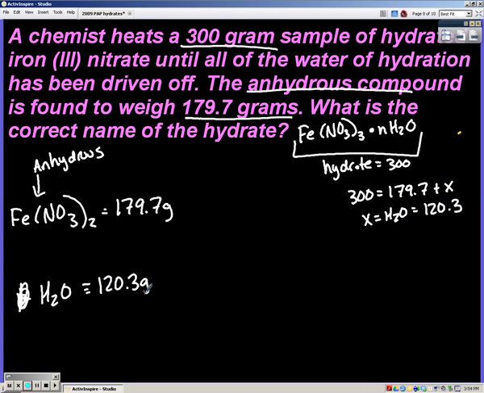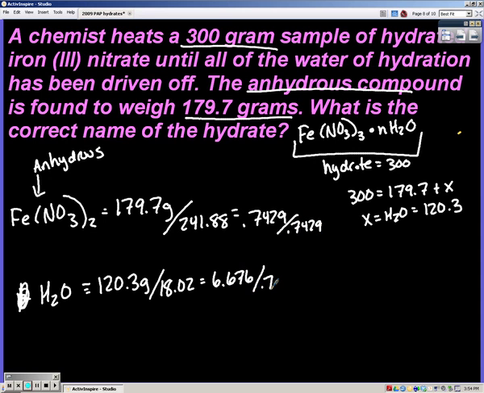Now, this is an exact problem that we did in the previous video, finding the empirical, except instead of dividing by just one mass, we're going to divide by the mass of the entire compound. So the molar mass of iron 3 nitrate is 241.88, and the molar mass of water is 18.02. So you divide by the molar mass, and then just as before, we're going to divide by the smallest, which is 0.7429. And we get 1 and 9.